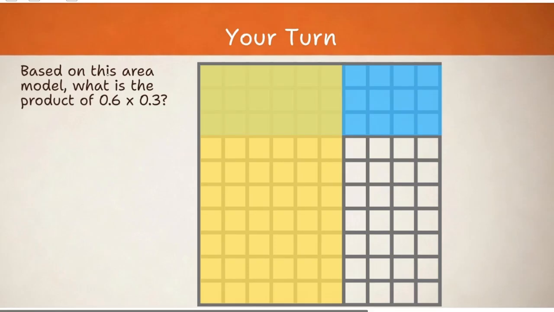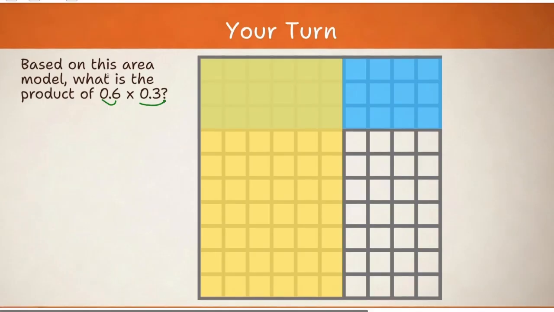So now, this is another one. Based on this model, what is the product of 0.6 times 0.3? Look at this model. This is 0.6. The yellow part is 0.6, and the blue part is 0.3. So what is their product?